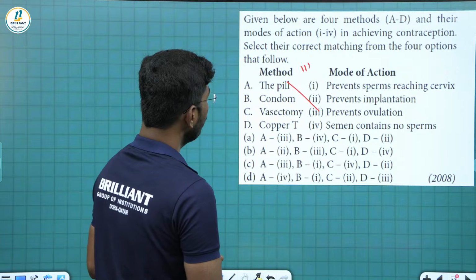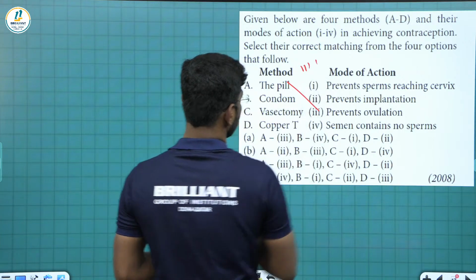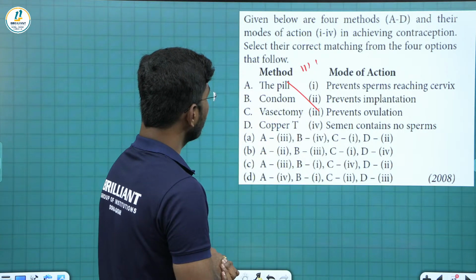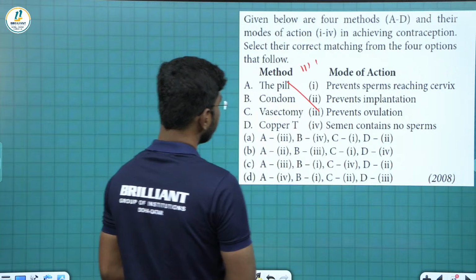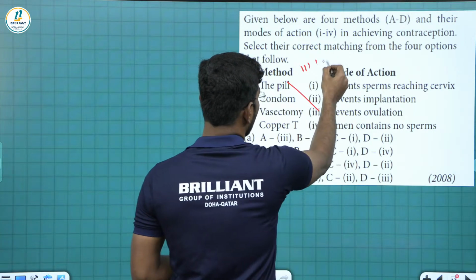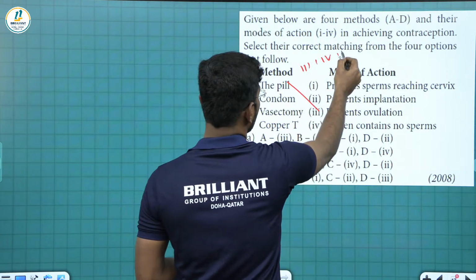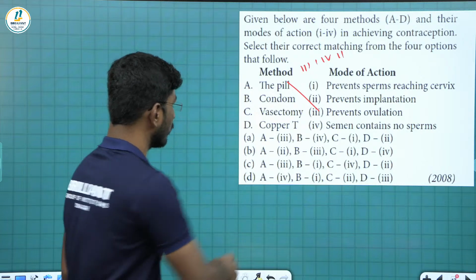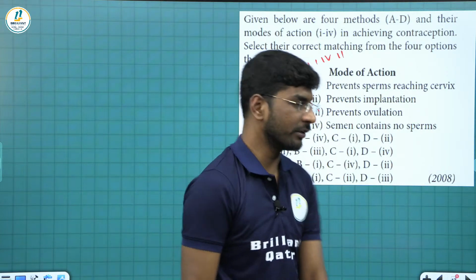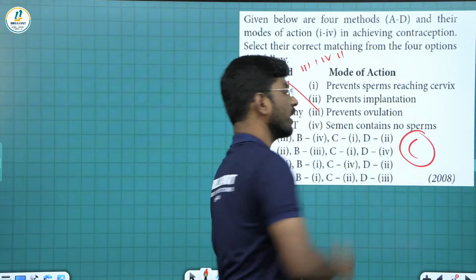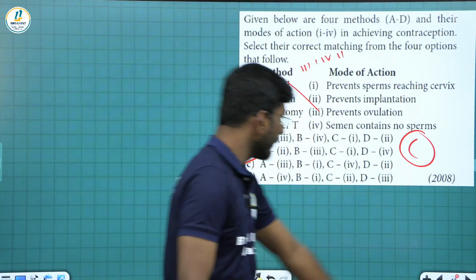Next, condom. 3, 1. Condom prevents the reaching, and vasectomy 4, right? And also what? 2. So 3, 1, 4, 2. Where is 3, 1, 4, 2? Yes, option C. Am I correct? Good. Very good. Option C. Done. What about this?